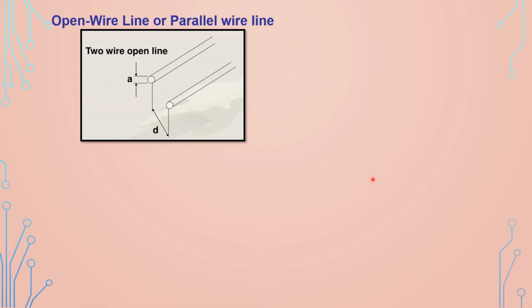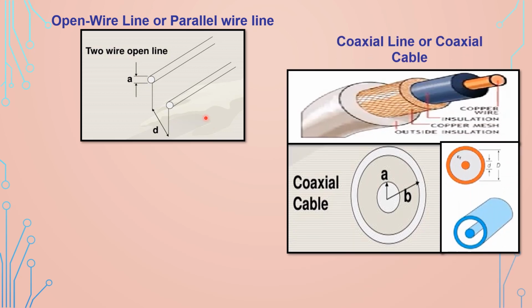Next is also an example of an open wire line, or the parallel wire line, as I told you, which will have two conductors separated by means of a wire medium. So this is your coaxial line, or we can call it a coaxial cable, which will have both inner and outer conductors, and both these conductors are connected coaxially.